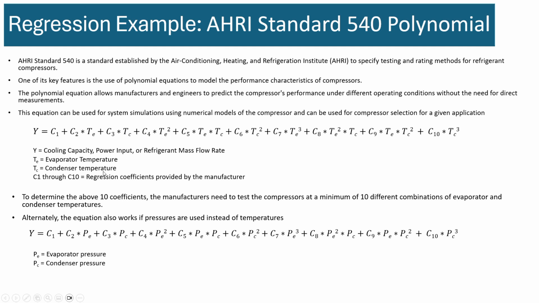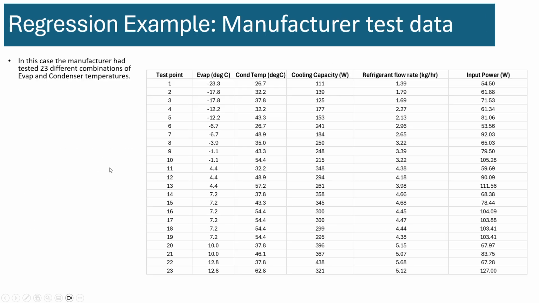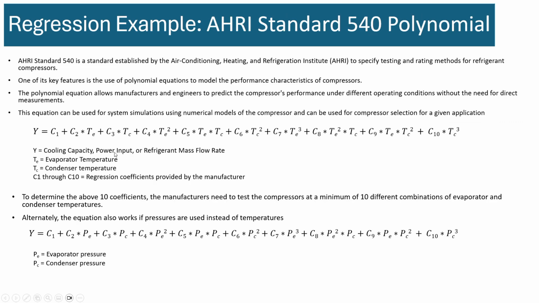Okay. So the goal of this exercise is, we have this data from the manufacturer. So they have more than 10 points. They've tested 23 data points, and they have different combinations of evap and condenser temperatures. And they have measured cooling capacity, refrigerant flow rate, and input power. Now, our goal is, using this data, how do we find C1, C2, C3 to C10?